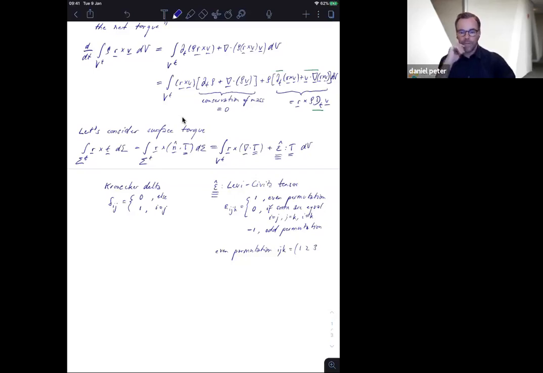If we have i equal to 1, j equal to 2, k equal to 3, that's an even permutation. Another even permutation would be, for example, 2, 3, 1, or 3, 1, 2. Also an even number of permutations of these indices.